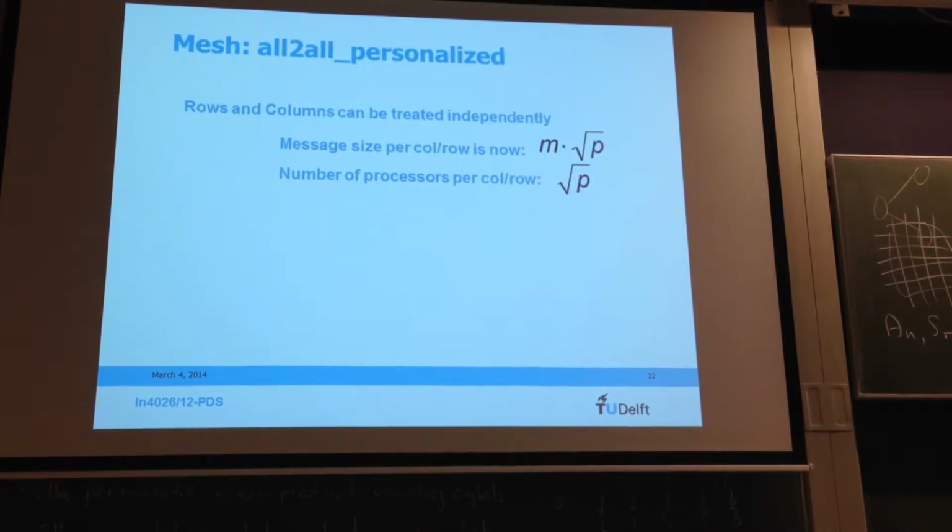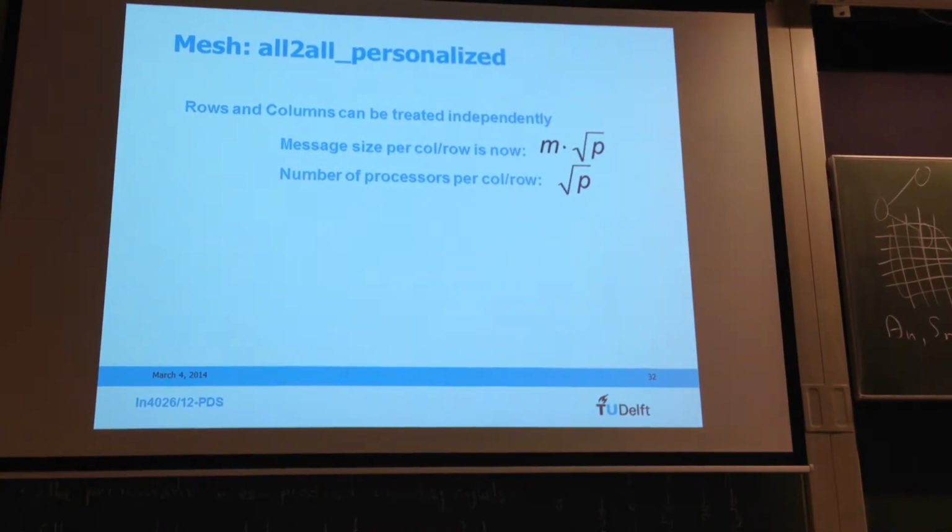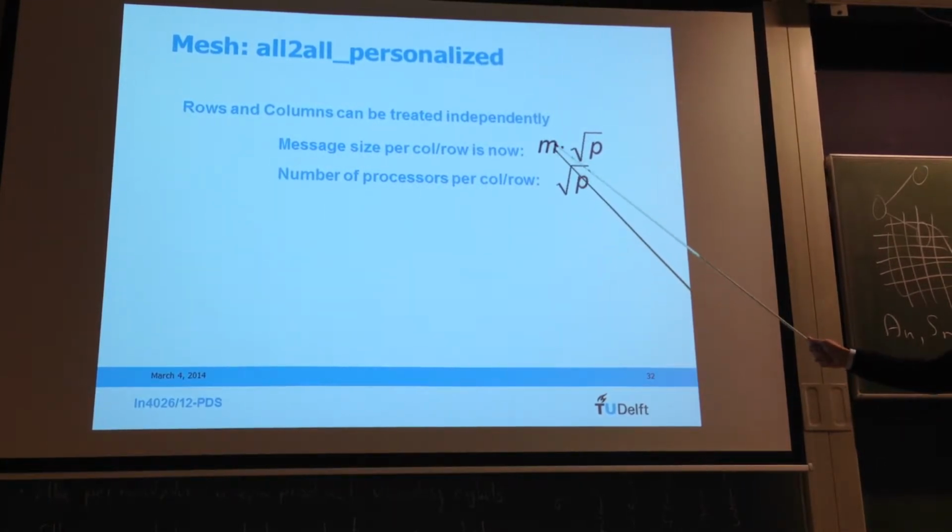Now the question is: does the mesh do better? Well, again, we can treat rows and columns independently, the message size per processor now being m times the square root of p, and the number of processors being the square root of p.